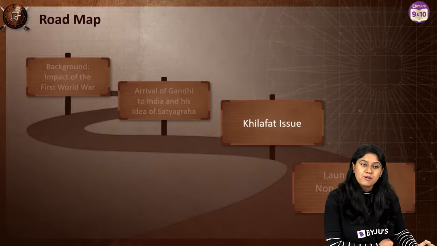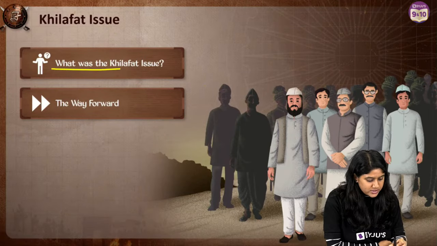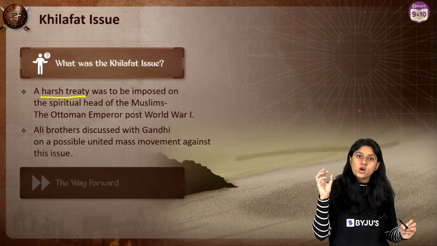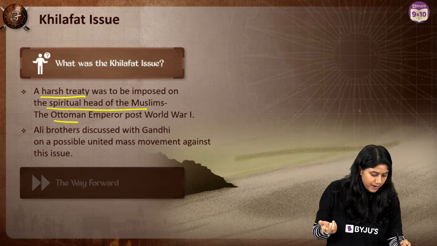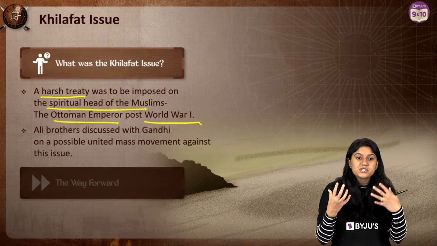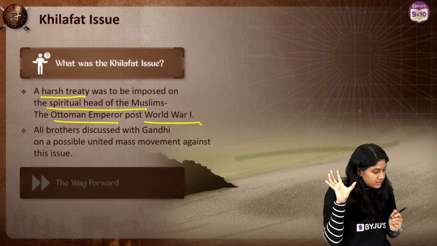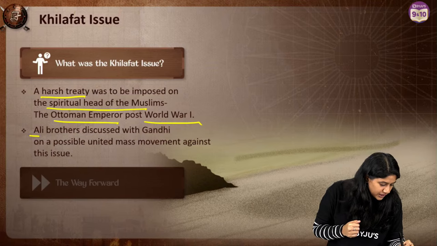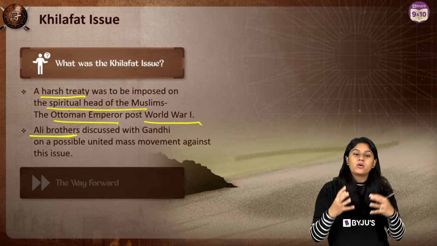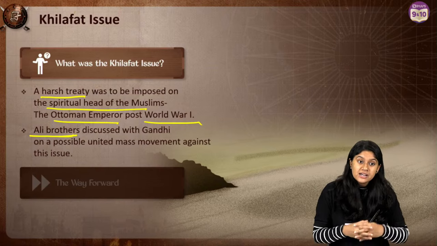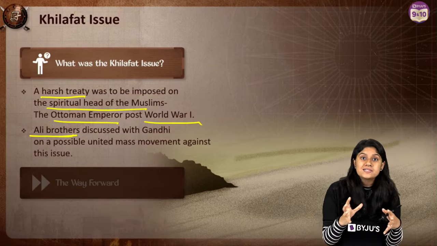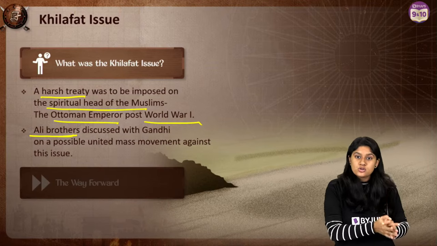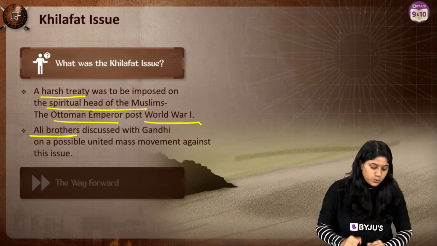Now let's take a quick recap of it. What was the Khilafat issue and the way forward? So a harsh treaty was imposed on the spiritual head of the Muslims, the Ottoman Empire, post World War, right? And Indians were supporting it. At that particular time, Gandhiji saw a golden chance to unite Hindus and Muslims. So he supported the Ali brothers, and he went to Mumbai to discuss uniting them. He saw that it was a good chance. People will understand that Hindus and Muslims should come together with a great intention of joining two communities. He went to Mumbai to have the discussion with the Ali brothers.